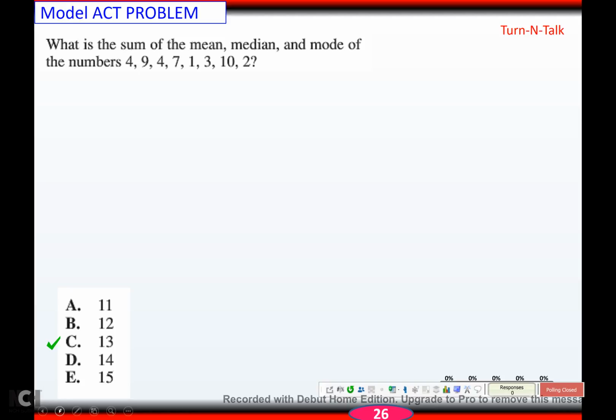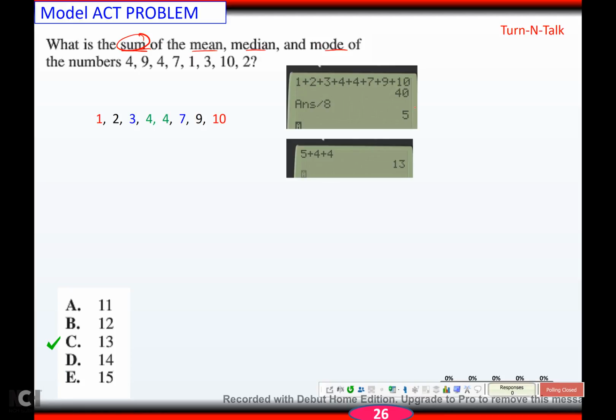Hopefully you got 13. The sum, now this is tricky. They're not just asking you for the mean, median, and mode. They're asking you for the sum of the mean, median, and mode. So my mean is 5. My median is the tie, but 4 plus 4 divided by 2 is 4. And the mode is 4. So 5 plus 4 plus 4 is 13.